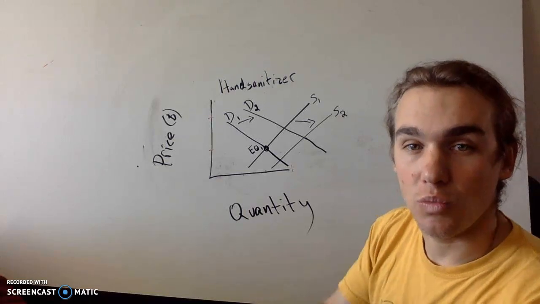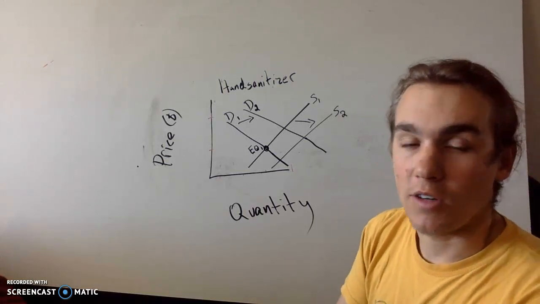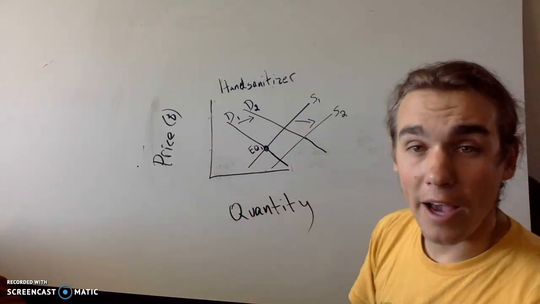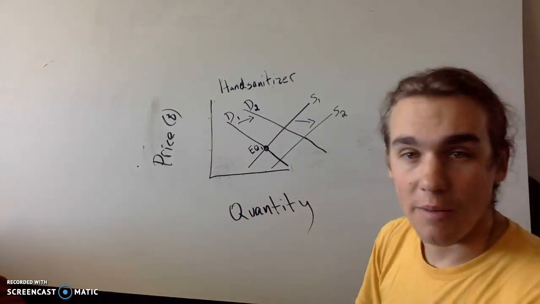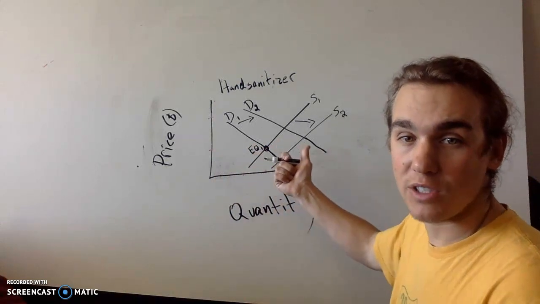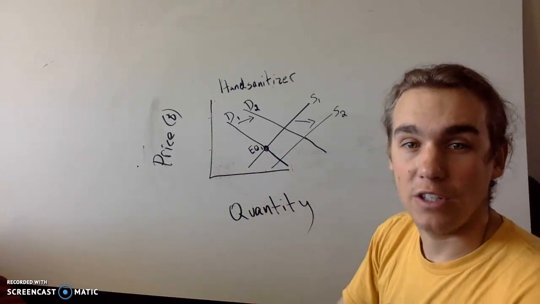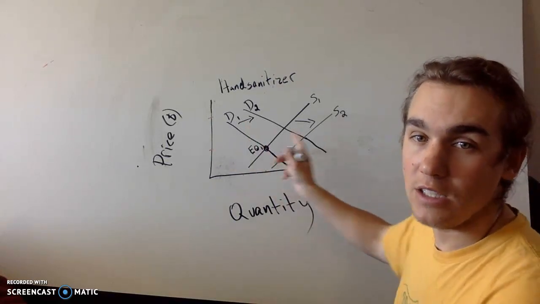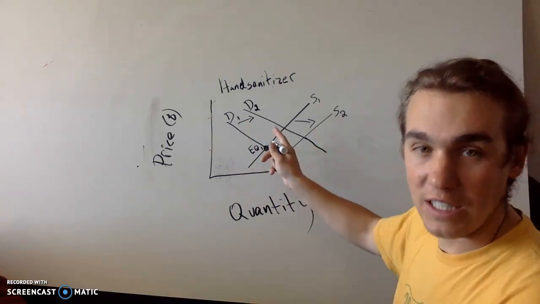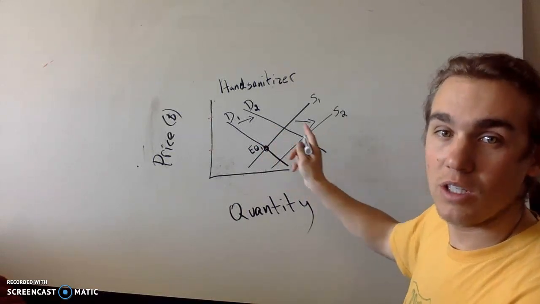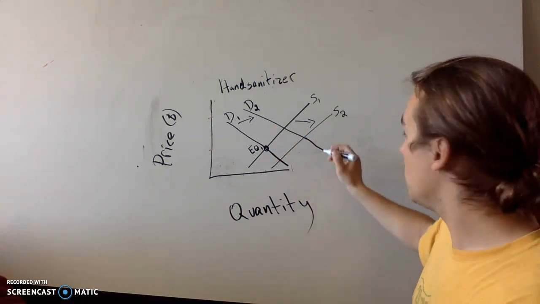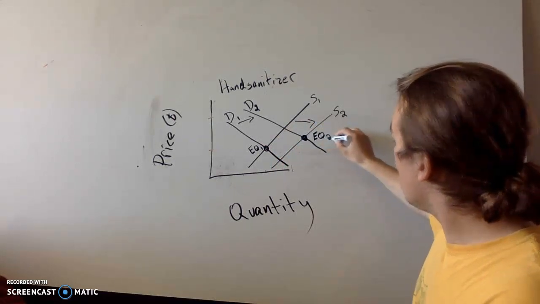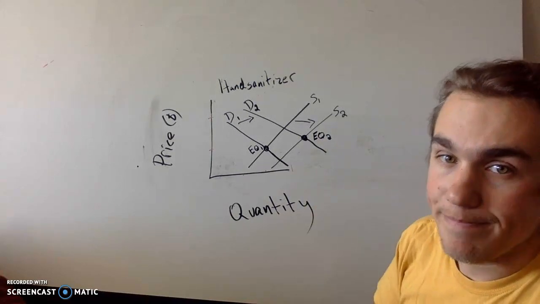Now you have a new situation. People expect that they're not going to be able to buy hand sanitizer, so demand shifts to the right. Suppliers realize that they can make more money, so supply itself shifts to the right. And now you're going to have a new equilibrium point, and that's going to be at the intersection of D2 and S2. Demand 2, supply 2. And that's going to be labeled EQ2.